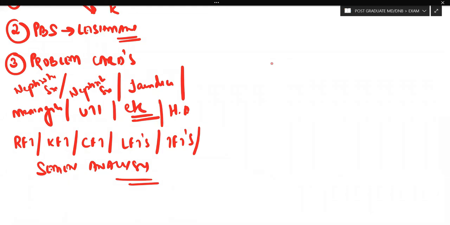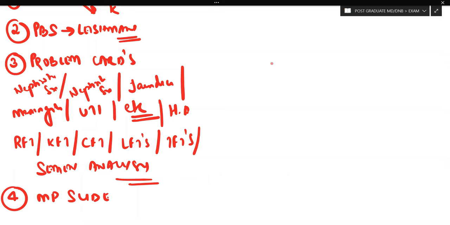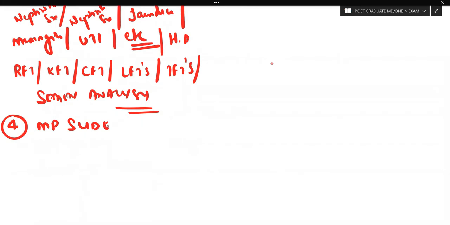All these function tests should be read in detail for this clinical pathology part. Then again, in this part, very commonly an MP slide or a malaria slide can be there. You might be asked to perform how to make a thick smear, thin smear. Now, the best way to learn is from the medical laboratory technologist who is already working there. That is the best person to learn how to perform an MP slide. And you should be well aware of how to interpret that.